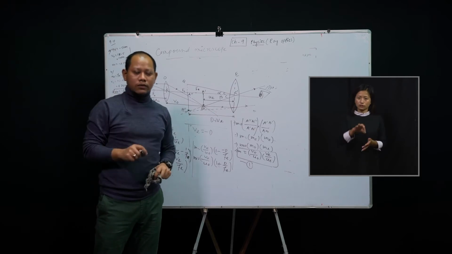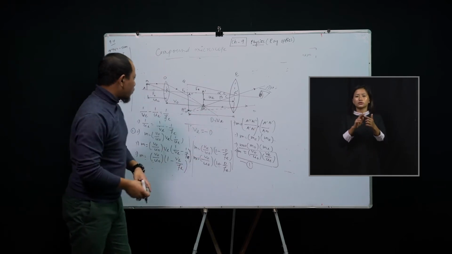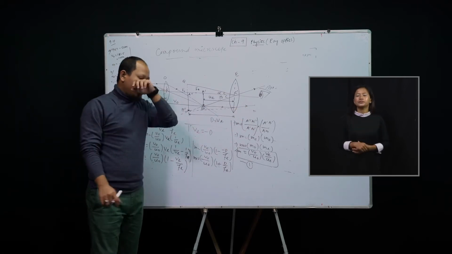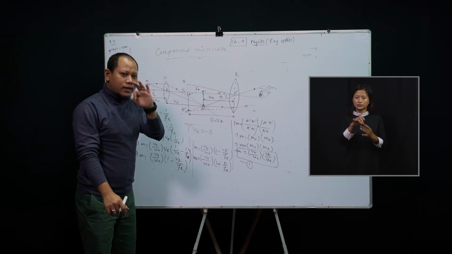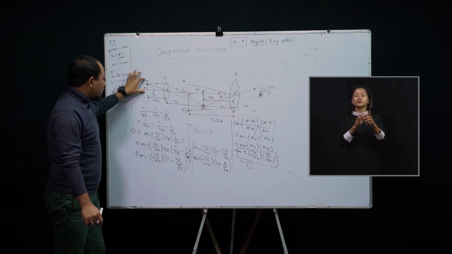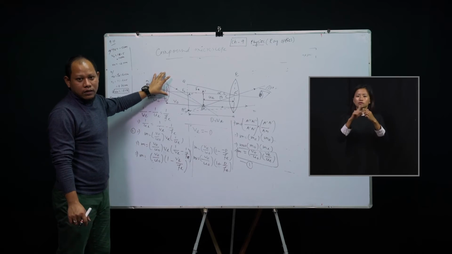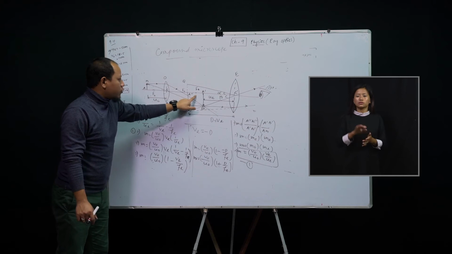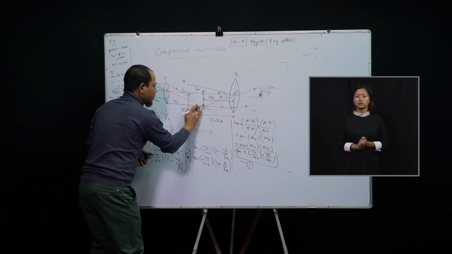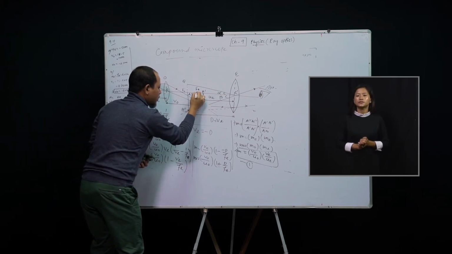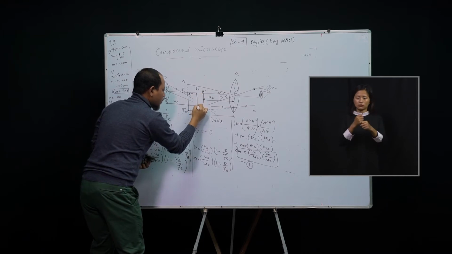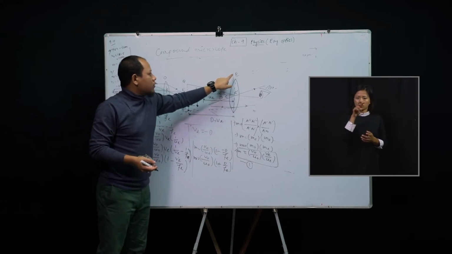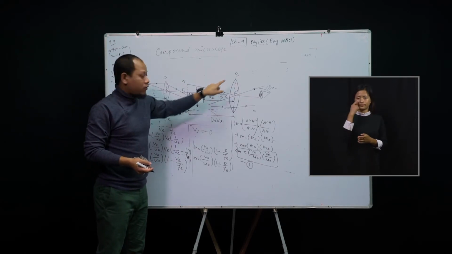Now dear students, this is very simple for the compound microscope. If we want the image at infinity, you have to adjust the object distance on the objective side in such a way that the image formed by the objective forms exactly at the focus of the eye lens. Is it clear? So, the focus of the eye lens.